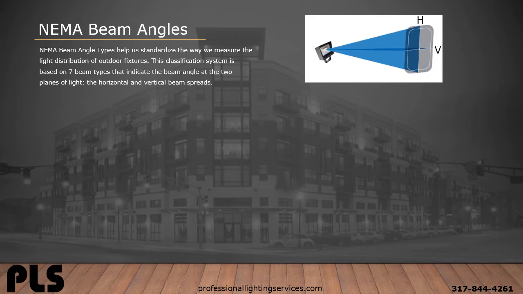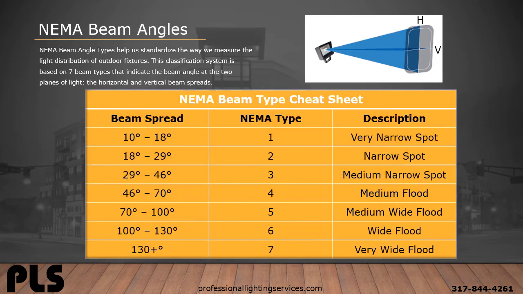Let's move on to NEMA beam angles. The National Electrical Manufacturers Association, or NEMA, establishes standards for the electrical industry. NEMA beam angle types help us to standardize the way we measure the light distribution of outdoor fixtures. This classification system is based on 7 beam types that indicate the beam angle at 2 planes of light, the horizontal and vertical beam spreads. This chart shows degrees and descriptions for each NEMA type to help you decide what is best for your application.